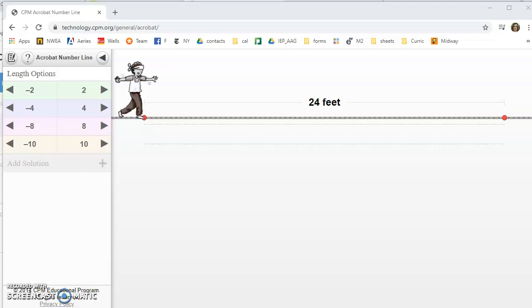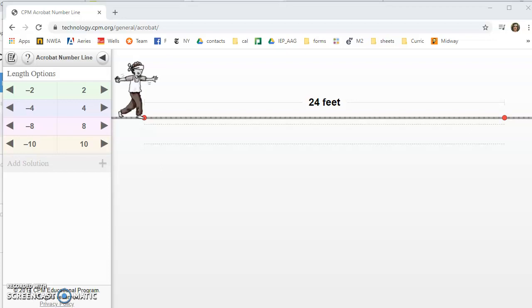It's April the 21st. And today in math, we are going to start our work with operations on integers. We will be working with operations on integers through the rest of this week and next week. We're going to start today by adding and subtracting integers, which means positive and negative numbers, on a number line.